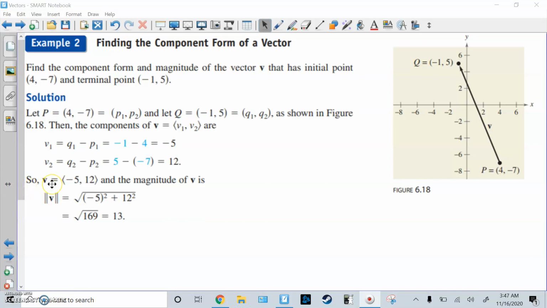Alright, so now we know what v is, the component form. So you want to find the magnitude or how long it is. You just do the distance formula, which is 13. So this is actually 13 units long.